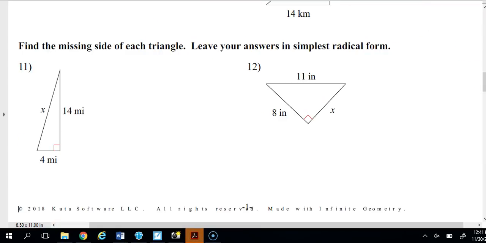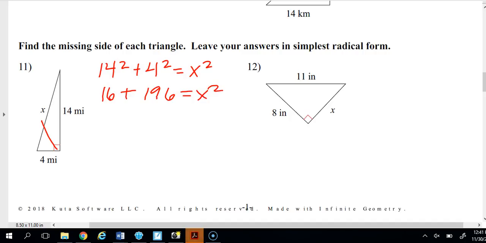Starting with number 11, it says find the missing side of each triangle, leave your answers in simplest radical form. Okay, so with this one first, we have to figure out what our two legs are. So 4 and 14 are our legs. X is our hypotenuse because it's opposite the right angle. So we got 14 squared plus 4 squared equals x squared. So that's 16 plus 196 equals x squared. That's going to give us 212 is equal to x squared. We're going to take the square root of both sides.